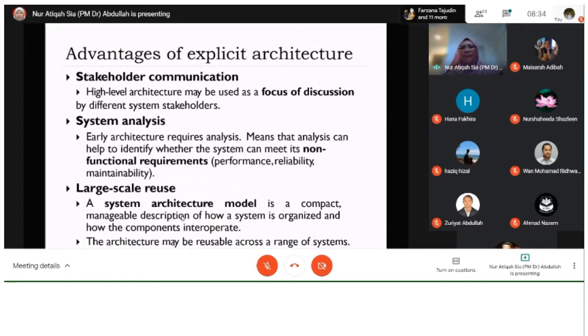Okay, number one. Number two is to ease the system analysis. When we have early architectures like this, it eases the analysis to identify what type of non-functional requirement we want to emphasize. Do we want to emphasize performance? Do we want to emphasize reliability? Do we want to emphasize maintainability? These kinds of non-functional requirements are going to influence our design decisions.